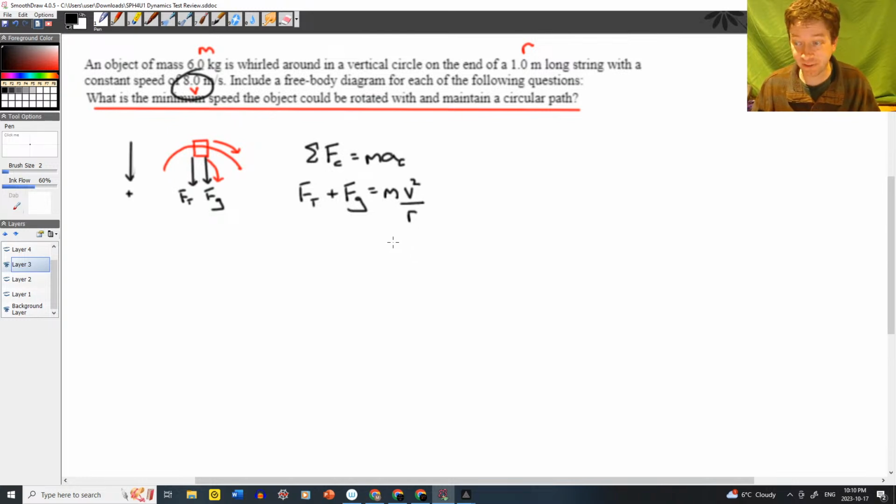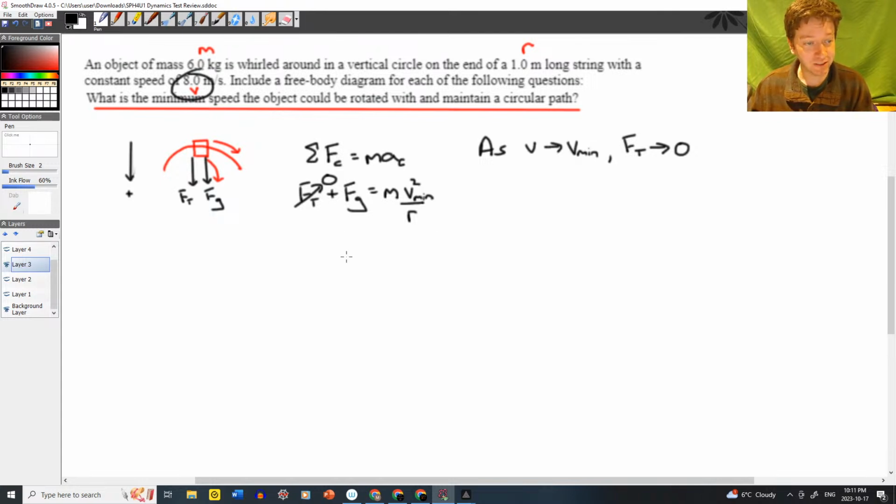Now here's the thing you have to remember, right? As speed approaches that minimum speed, tension is approaching 0. And because the instant tension is 0, you're falling, right? That rope is no longer taut. You're not continuing that circle anymore. Okay, so as this goes to 0, this becomes V minimum.